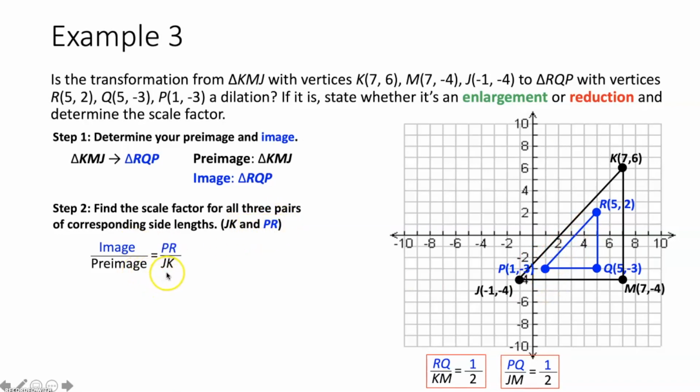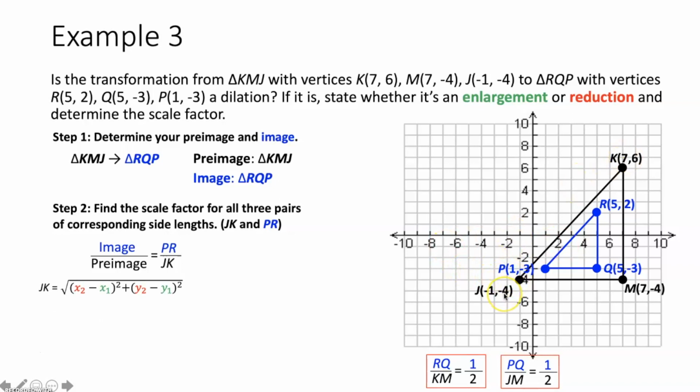Now, the first thing I want you to note is that we no longer have a vertical or a horizontal side length. We have two diagonal side lengths, meaning in order to find the measure of each of these side lengths, we're going to have to use the distance formula. So we can choose either of these to find the distance of first. I'm going to first find the measure of segment JK, and then I'm going to find the measure of segment PR. So the measure of segment JK we find by using the distance formula.